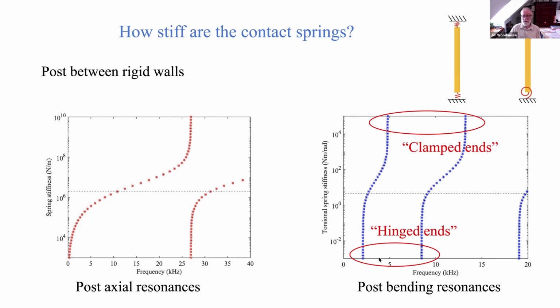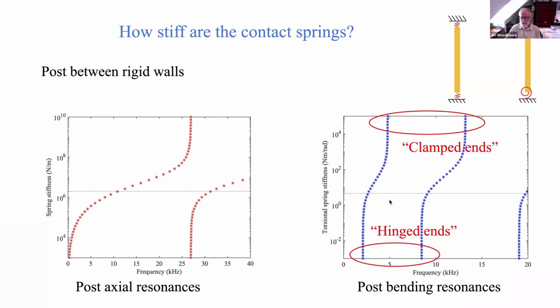As you make the post tighter and tighter, so this torsion spring gets stiffer and stiffer, the frequency goes up, less dramatically than they did for the axial resonances. But again, they reach a limit, because once the spring stiffness is high enough, the post might as well be glued into place. And the ends, instead of feeling as if they're hinged, feel as if they're clamped in place.